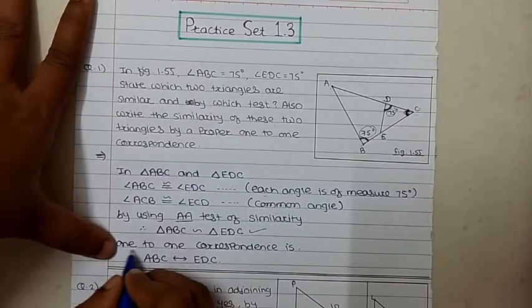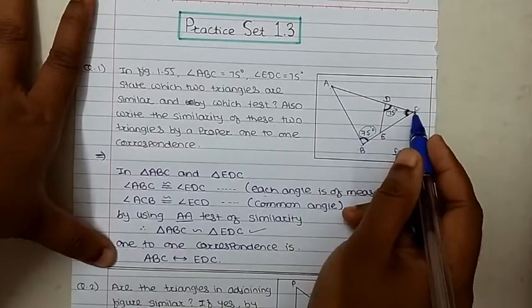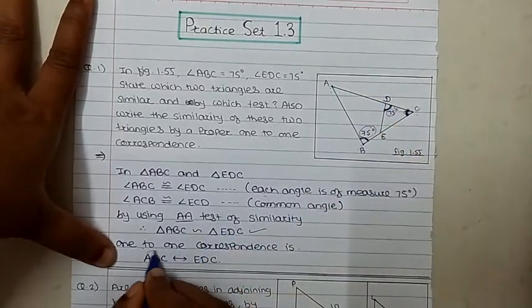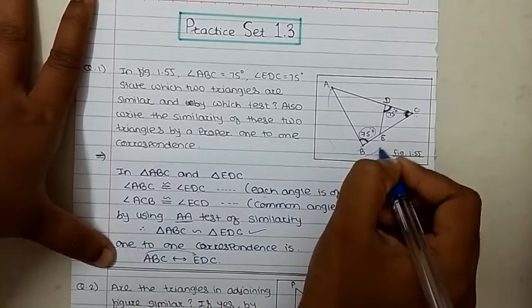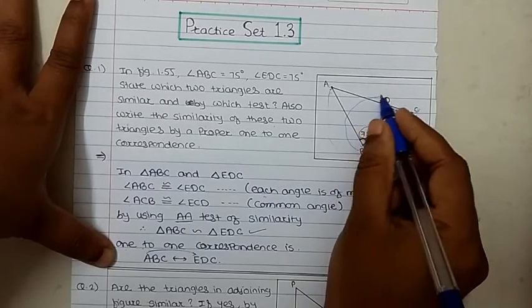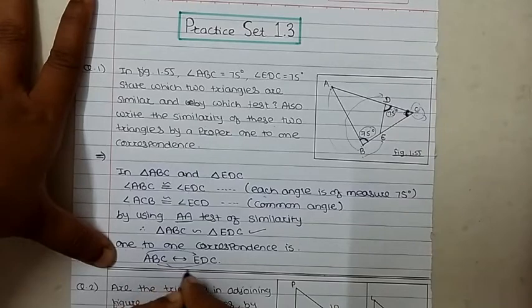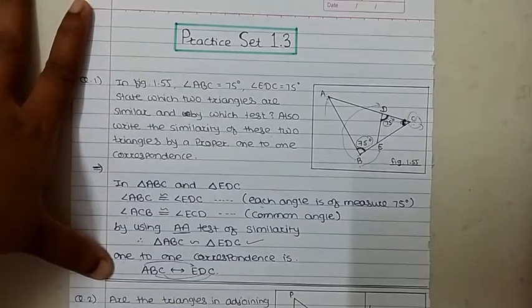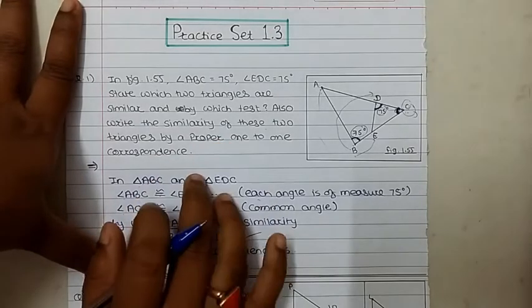Now next, the one-to-one correspondence is ABC. So A is corresponding with E, B is corresponding with D, and C is corresponding with itself. Okay, clear? This is the correspondence of the similar triangles. This is a very simple question.